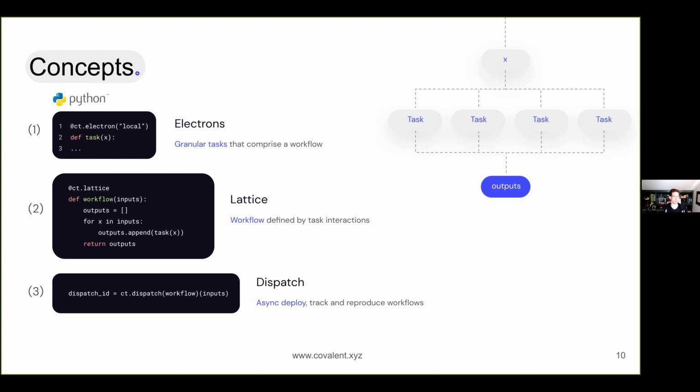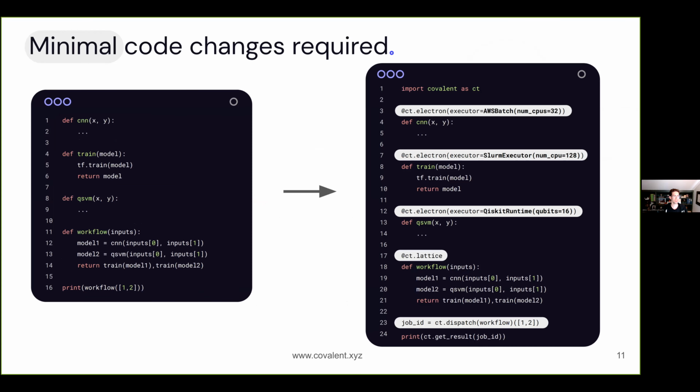The third concept is that of the dispatch. This is simply an asynchronous deployment of a workflow to the Covalent server so that users need not keep a Python kernel alive while waiting for a result. As I previously mentioned, Covalent requires only minimal changes to existing code bases to transform them into workflows.